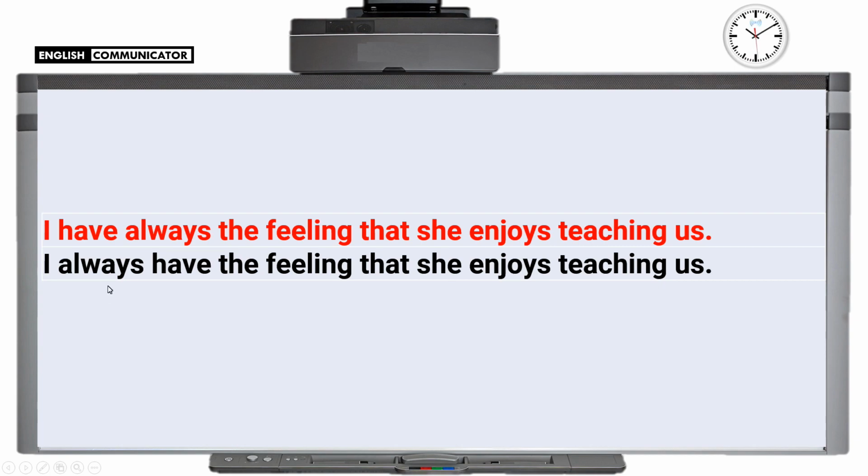Look, I always, you have to emphasize, okay? I always, and then have the feeling that she enjoys teaching us. But if you use I have always, it means you have something, but you don't want to mention that you have something. You want to mention that you have feelings, and feelings was always, okay? So I always have the feeling that she enjoys teaching us.